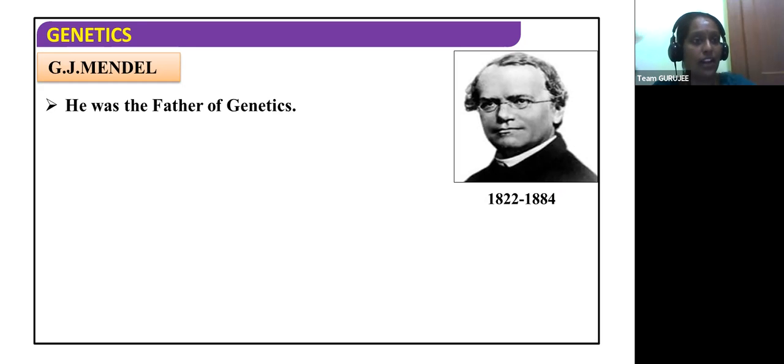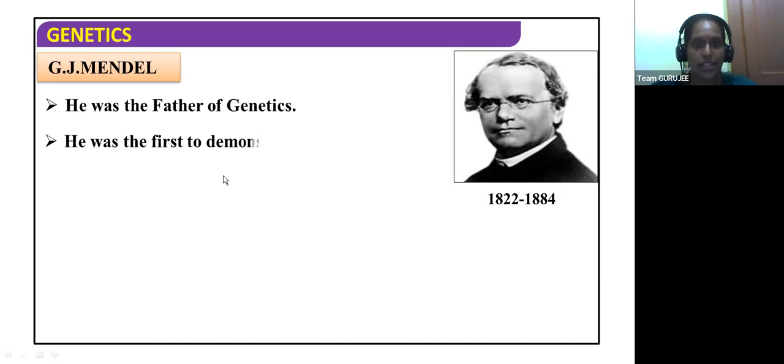Then we have modern genetics. Then we have molecular genetics. Today, genetics is all about genetic engineering and biotechnology, which is the basis of biotechnology, I would say. We'll be talking about that in the later part of the chapter. But anyway, this person is the father of classical genetics. The period is very important, please note it down, 1822 to 1884.